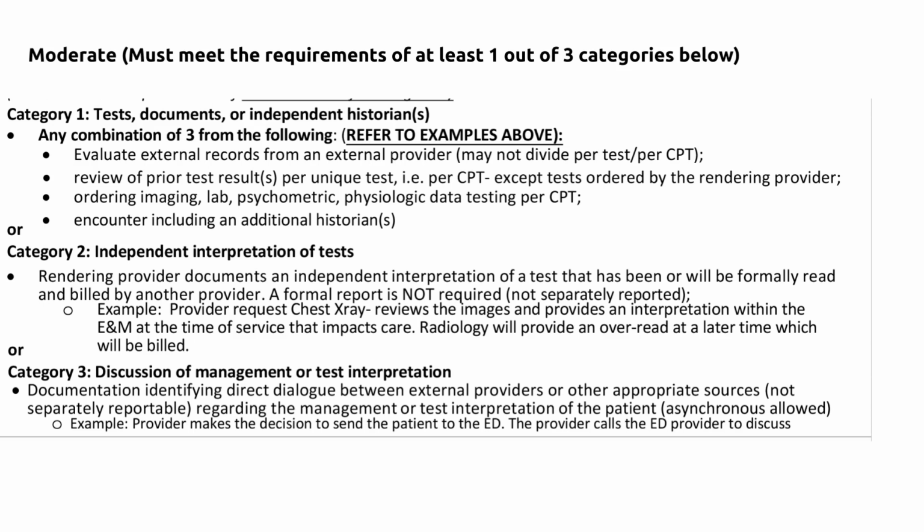And the third category is discussion of management or test interpretation, which includes the element: documentation identifying direct dialogue between the external provider or other appropriate source that is not separately reported, regarding the management or test interpretation of the patient. For example, say the provider makes the decision to send the patient to the ED department. The provider calls the ED provider to discuss the issues.